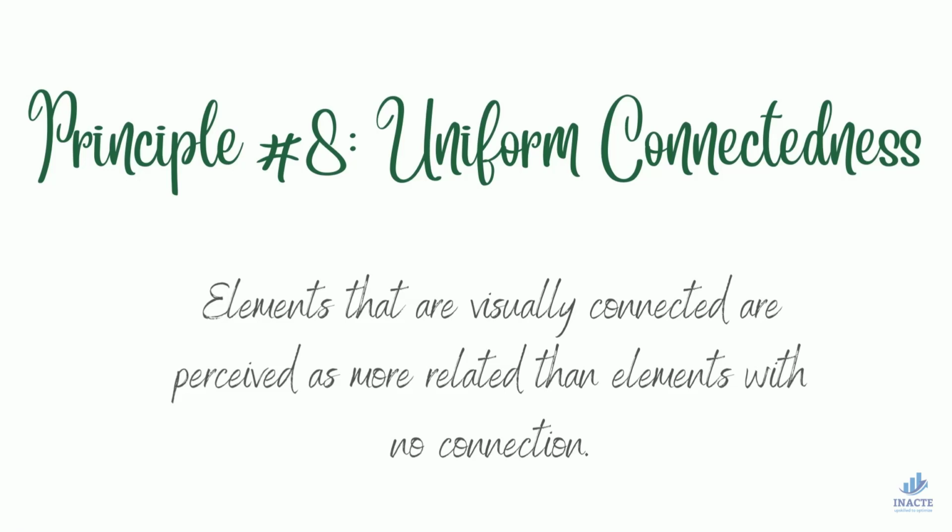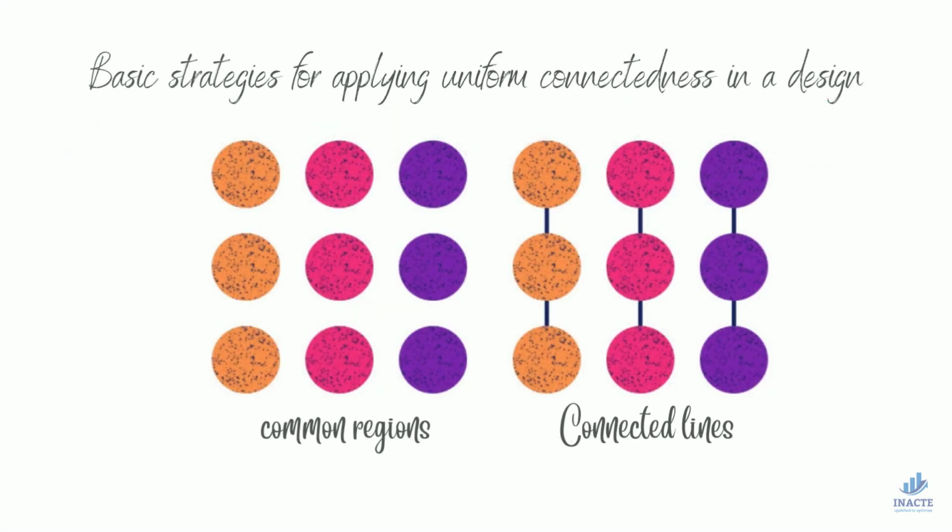The law of unified connectedness states that elements that are connected to each other using colors, lines, frames, or other shapes are perceived as a single unit when compared with other elements that are not linked in the same manner. Uniform connectedness creates a stronger connection between objects than either proximity and similarity. It can redefine groups already established by two other principles.